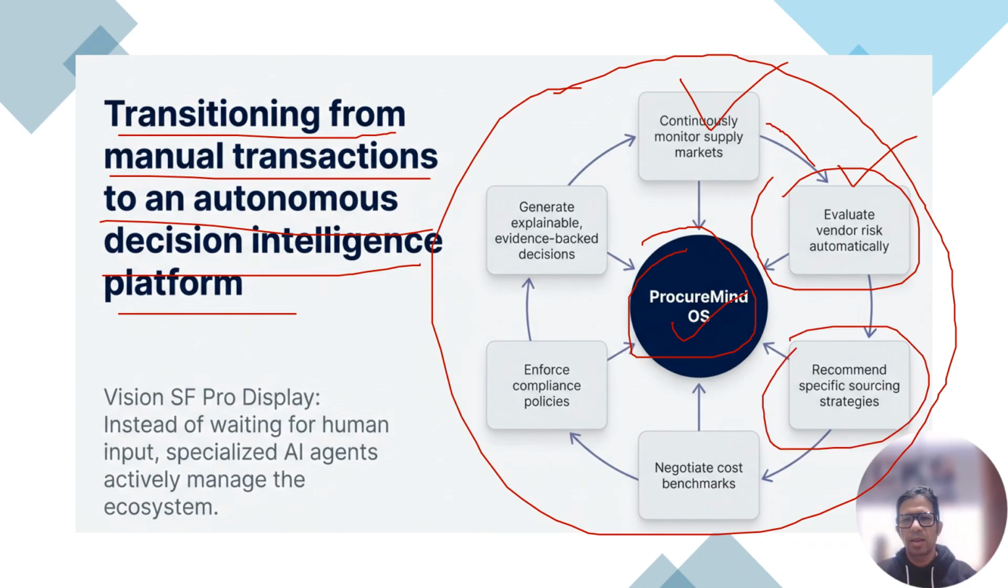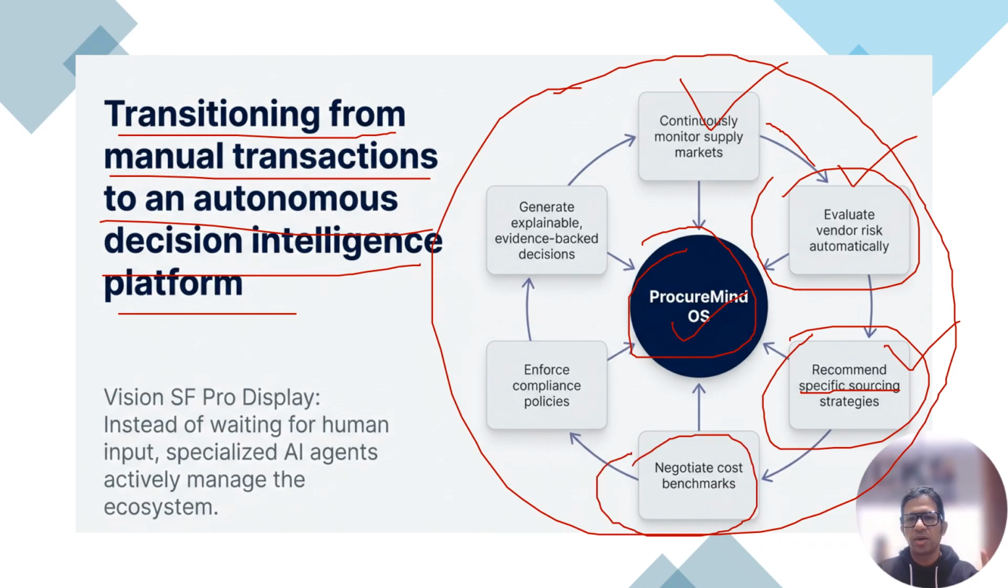See this. This is the third capability, recommend sourcing strategies. Not generic suggestions, specific strategies like use approved supplier A for speed, use supplier B for cost, or split volume between A and C to reduce risk. See, these specific strategies are what make AI actionable.